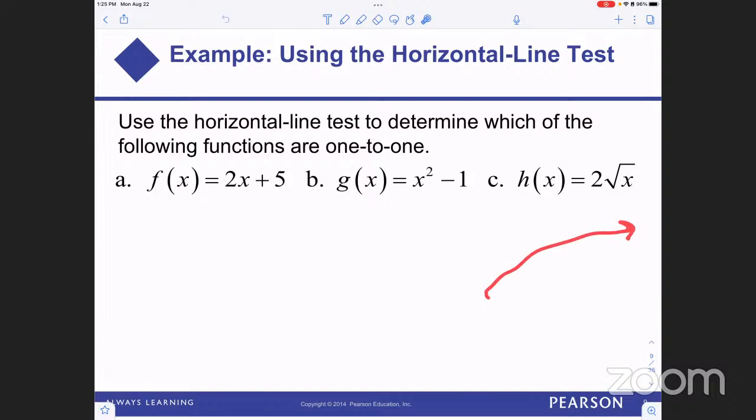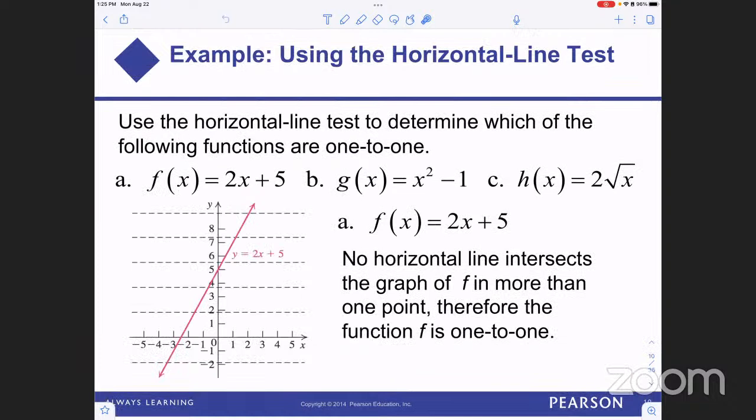So if the square root is the top half of a sideways parabola, is this an example of something that would pass or fail the horizontal line test? Pass. It would pass, right? It gets a little bit sketchy over here, but you have to know that it's always inclining. A lot of this is visual, and you do have to use your imagination, but you have to understand that that sideways parabola is always going to be increasing. It's never going to flatten out.